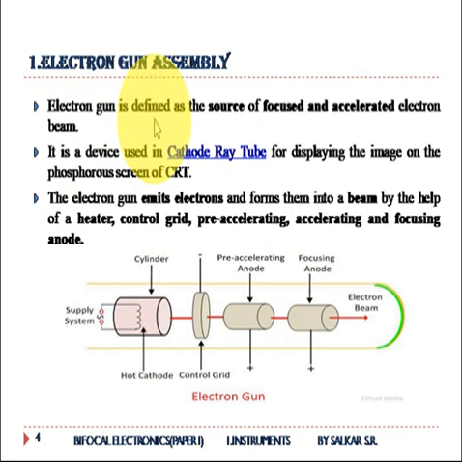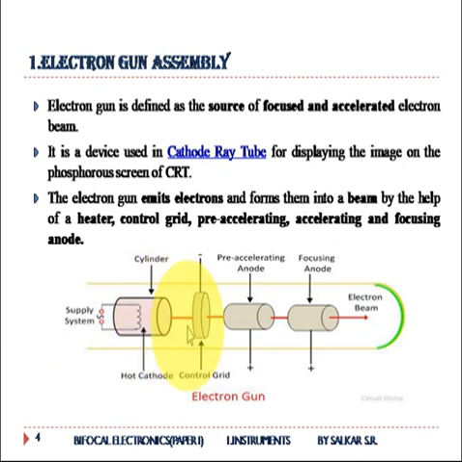The electron gun is defined as a source of a focused and accelerated electron beam. Why do we use the electron gun in a CRO or CRT? So that it generates a focused and accelerated electron beam, which we have to see on the screen of the CRO. Now as the supply is on, it goes to the hot cathode and heats it. As the hot cathode is heated, it emits a number of electrons into this cylinder.